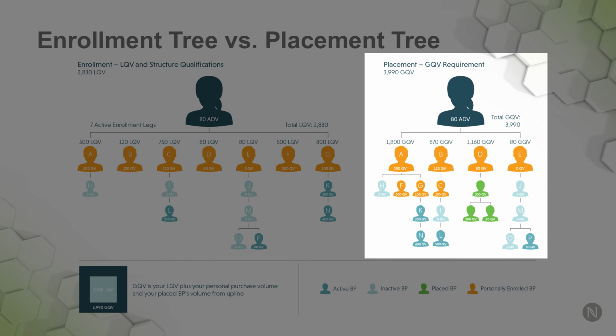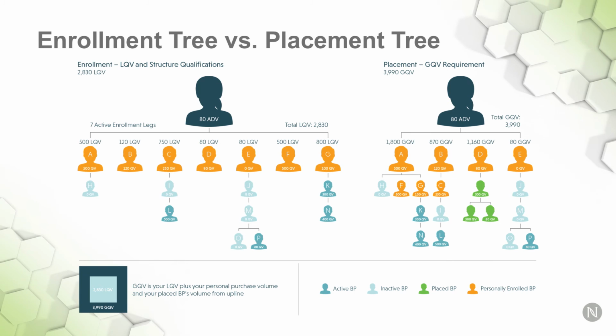So in essence, what you're looking at is now you have a total GQV of 3,990. Where did that come from? Take the 2,830 that I had in my enrollment tree, and now you add into that your personal volume of 80 plus that 1,080 that my upline placed in depth. And when you do all the math and you add all that together, my placement tree shows 3,990. 2,830 of that comes from my leadership, my enrollment tree, my leadership qualifying volume.